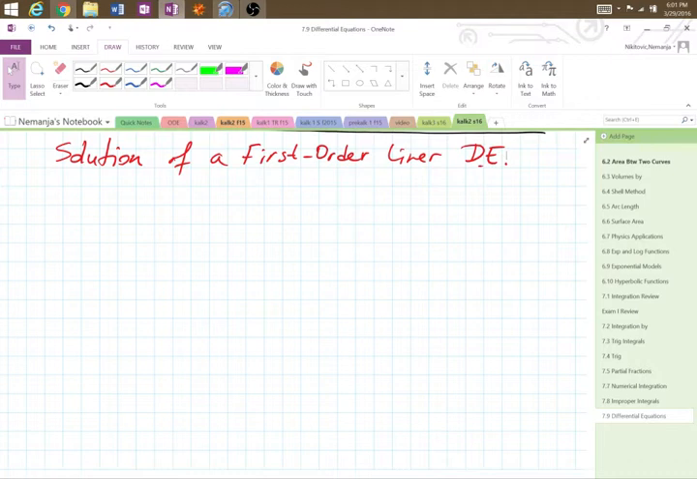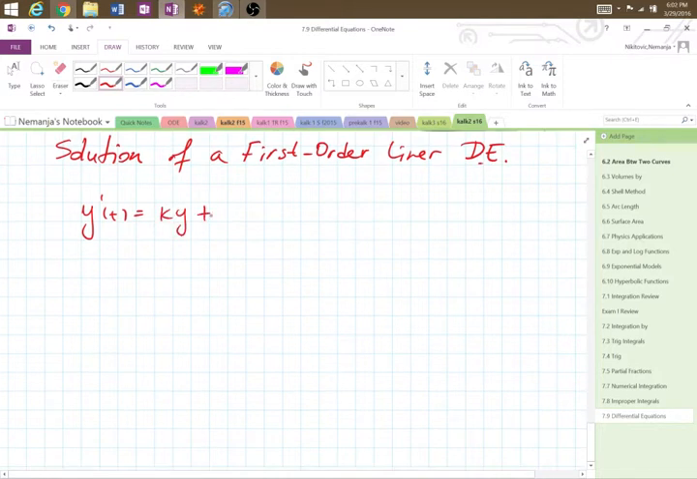So the general solution of the first order equation. The first order equation is given by y prime of t is equal to ky plus b. So you see everything is linear, everything is first order. There are no squares anywhere. So this is the differential equation over here. And the solution for this is y of t is equal to ce to the kt minus b over k. That's the solution.